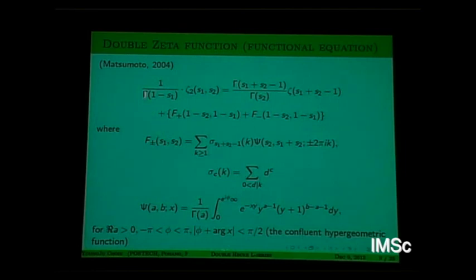Then, about 10 years ago, Matsumoto studied this functional equation. So we have the double zeta function equal to the Riemann zeta function, plus something similar to the Lerch zeta function, F plus and F minus, where F plus or minus is defined as a sum of the confluent hypergeometric function defined as this integral, and we are summing over the k here. This is the divisor sum. So you can derive this functional equation for the double zeta function.